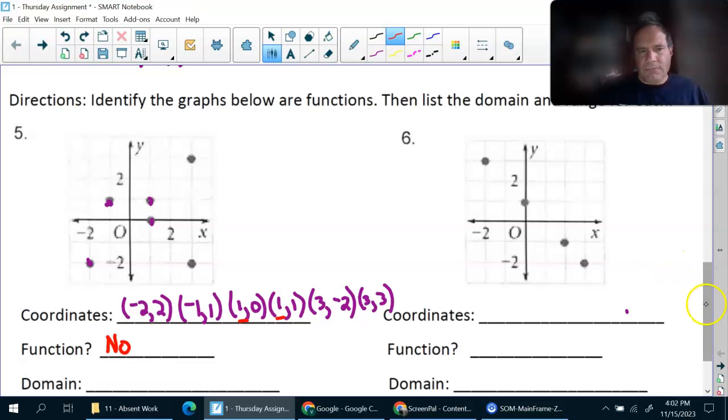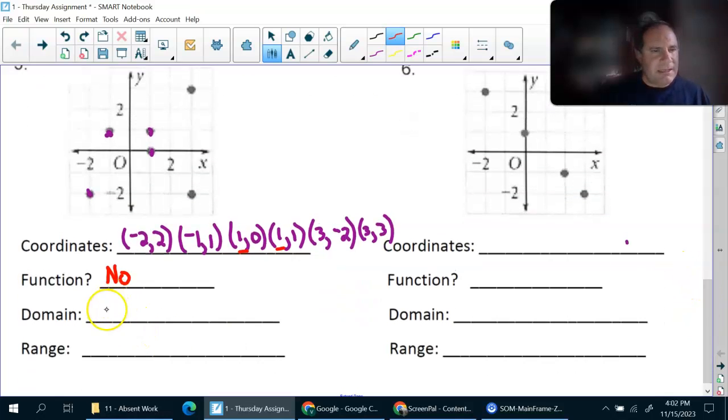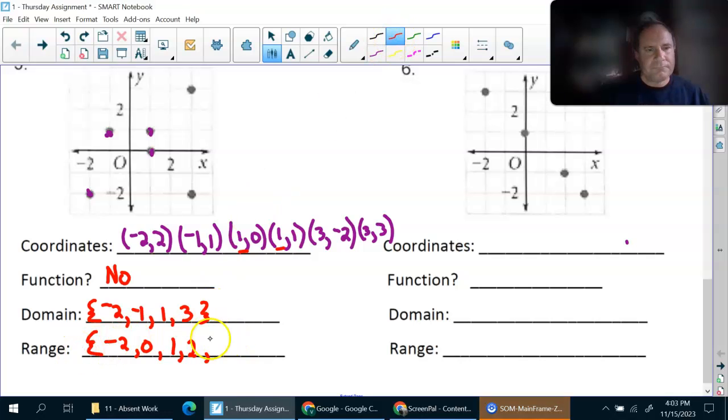The domain we're going to list starting with the negative 2, with the x, negative 1. We're going to list the 1 only once. We're not going to repeat it. And then we're going to list the 3 only once. The y, we're going to look for the lowest, which is negative 2. And then the next one up is 0. Then after that is 1, 2, and 3.